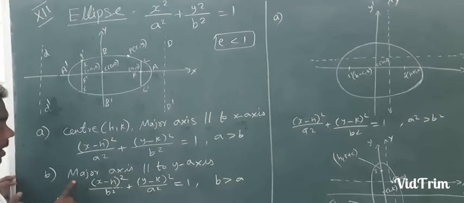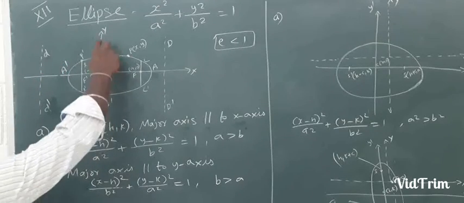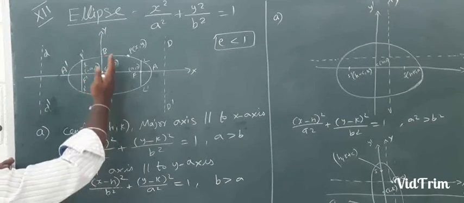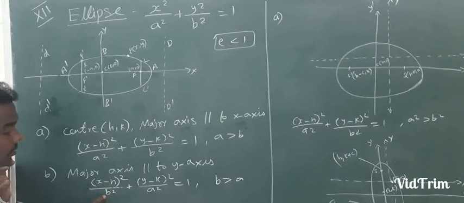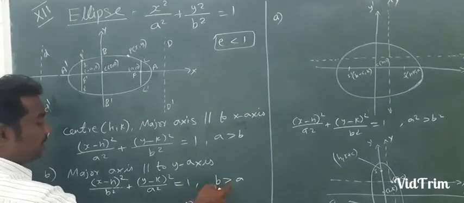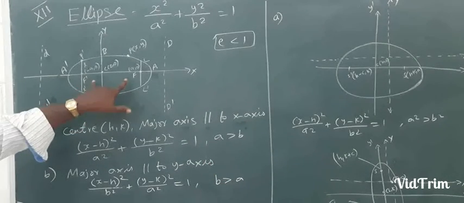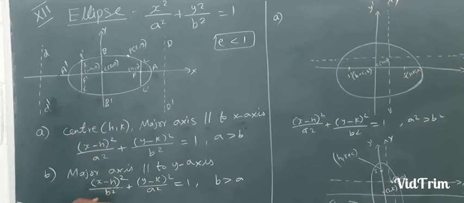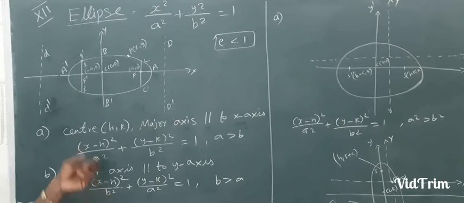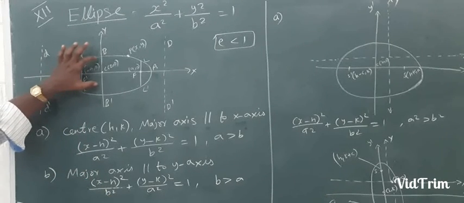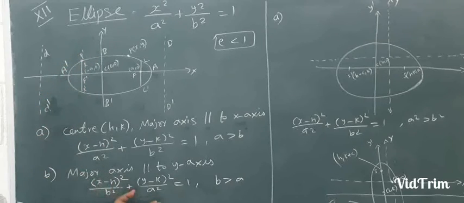And when the major axis is parallel to the y axis, the graph is vertical, going up and downwards. In that case we have (x minus h) squared by b squared, so b squared is shifted to the first denominator and a squared to the second. Here b is greater than a, which means the longest part always comes in the first denominator, and the smaller value in the second denominator. That's all the ellipse concept.